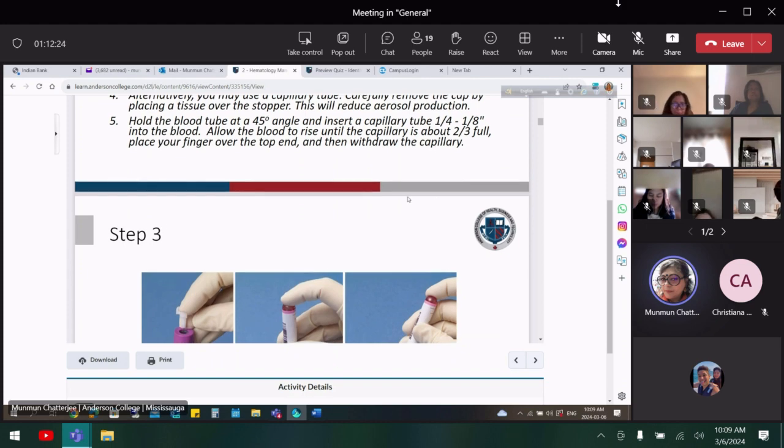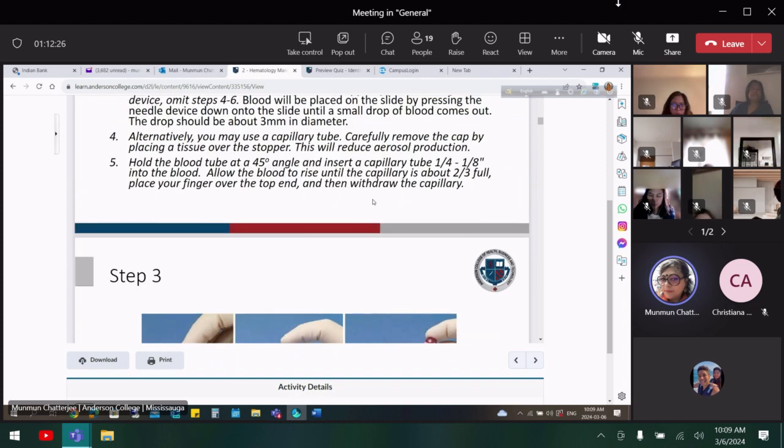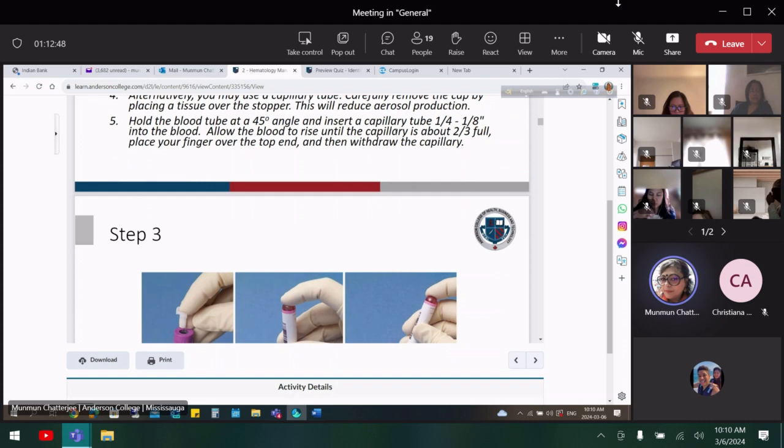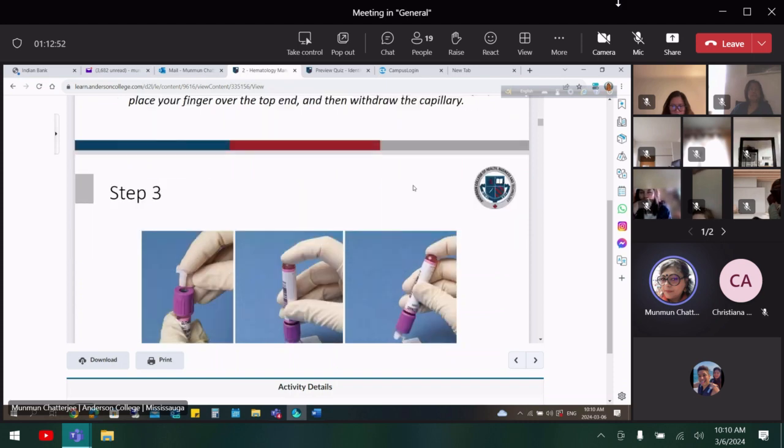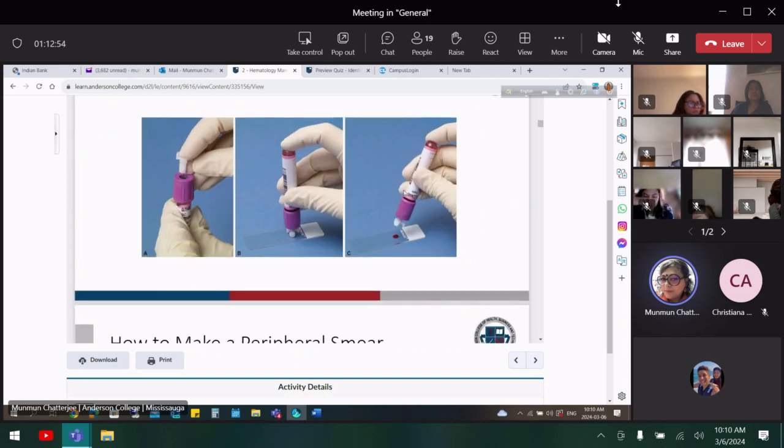That's why I'm speaking fast, right? You have to hold the tube not straight. Remember, I told you sometimes you are taking the blood with the tube straight. That's why I told you, when you are doing the microhematocrit, place the EDTA tube at a 45-degree angle and then insert a capillary tube, and the blood will come nicely. When it is 2/3 full, that is for the hematocrit also, then you can take it out and place a drop of blood.